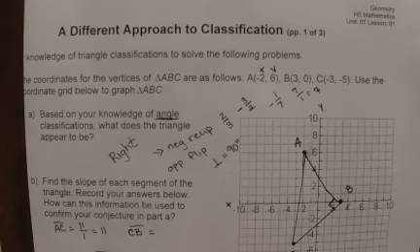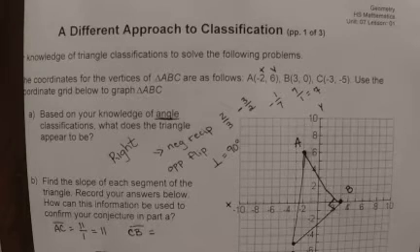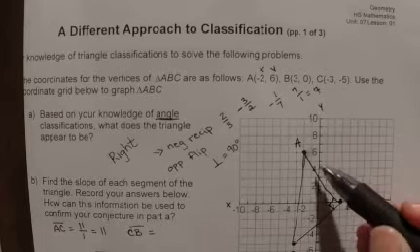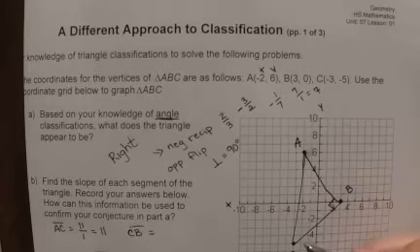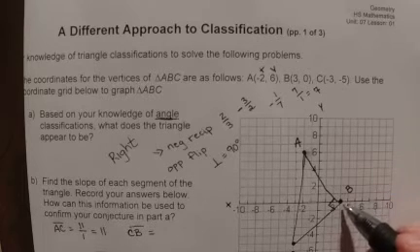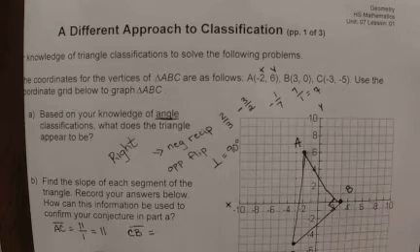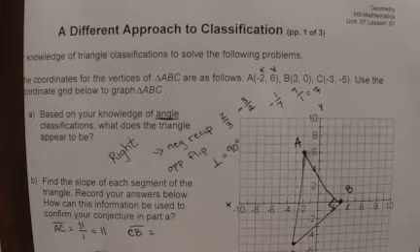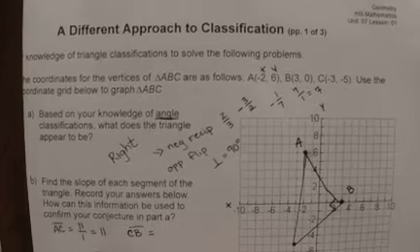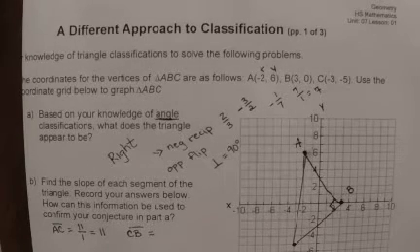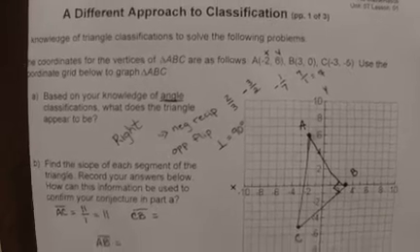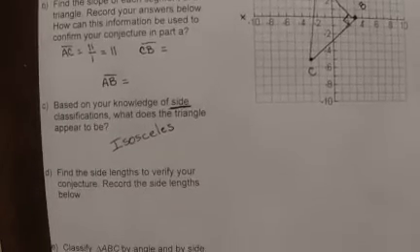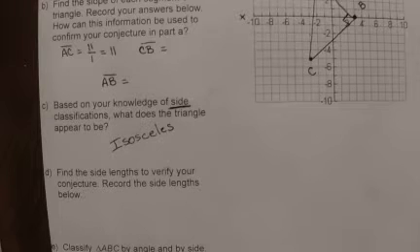Part C says, based on your knowledge of side classification, so now we're talking about the sides, what does it appear to be? So maybe AB is equal to BC. It kind of looks like it might be, but we're not sure. So I'm going to put that I think it might be isosceles, but I could be wrong just because I'm going off of looks. It says, now find the side length to verify that conjecture. So I wrote isosceles.